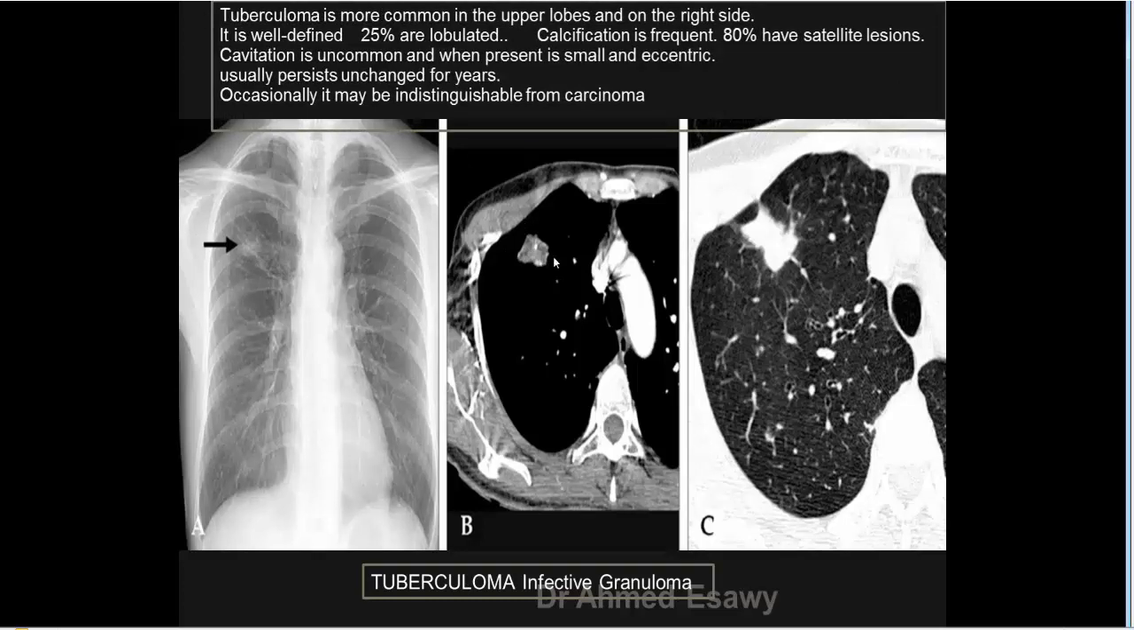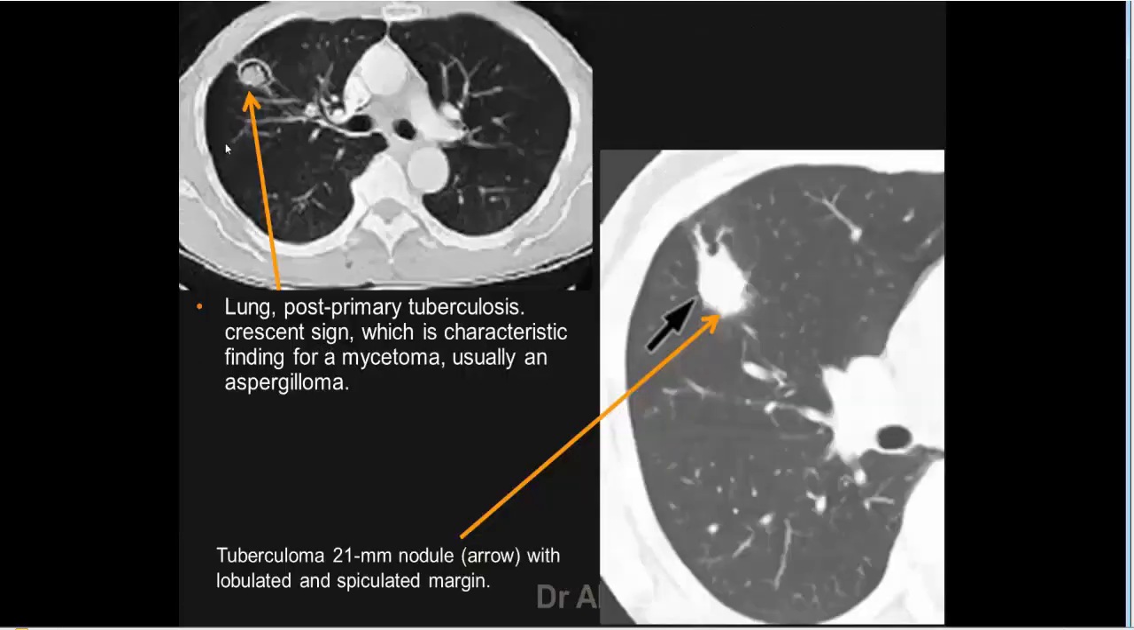Tuberculoma is more common in the upper lobe and on the right side, well defined, 25% lobulated. Calcification is frequent, and 80% have satellite lesions. Cavitation is uncommon; when present it is small and eccentric, and usually persists unchanged for years. Occasionally it may be indistinguishable from carcinoma.